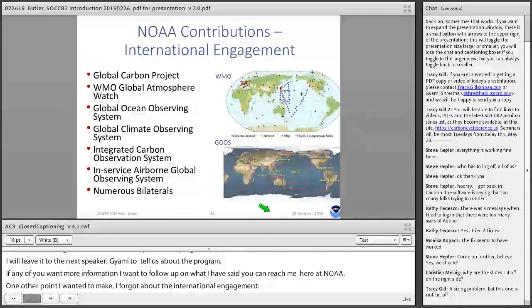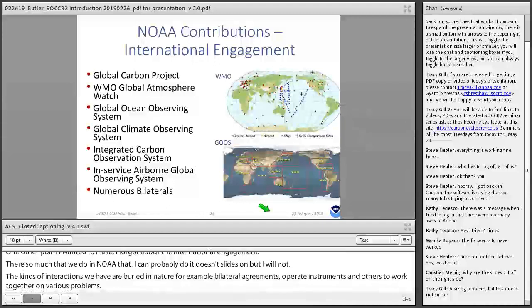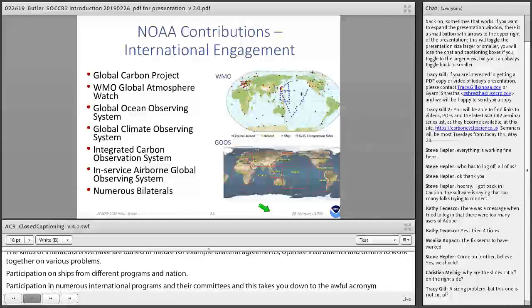But the kinds of interactions we have are varied in nature. For example, there are bilateral agreements that we have, some just to fill flasks or operate instruments, others to work together on various problems. There's participation on ships from different programs in different nations, participation in numerous international programs and their committees, and this takes you down the awful acronym soup of things like the Global Ocean Observing System, the Integrated Ocean Observing System, the Global Atmosphere Watch, Global Climate Observing System, etc. Global Carbon Project, Integrated Carbon, it goes on and on. So I won't bore you with all of those.